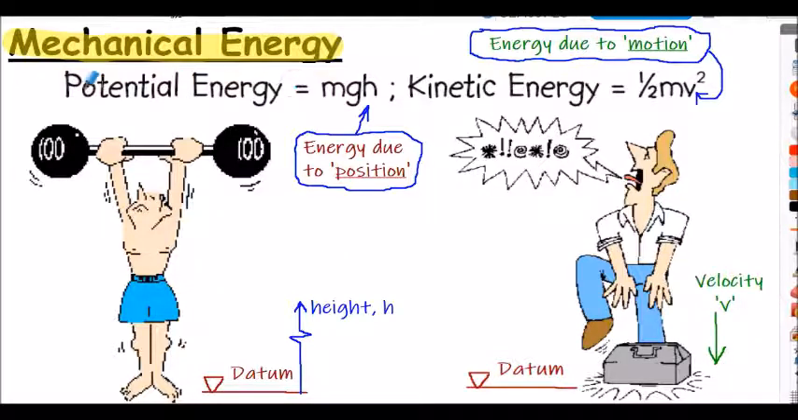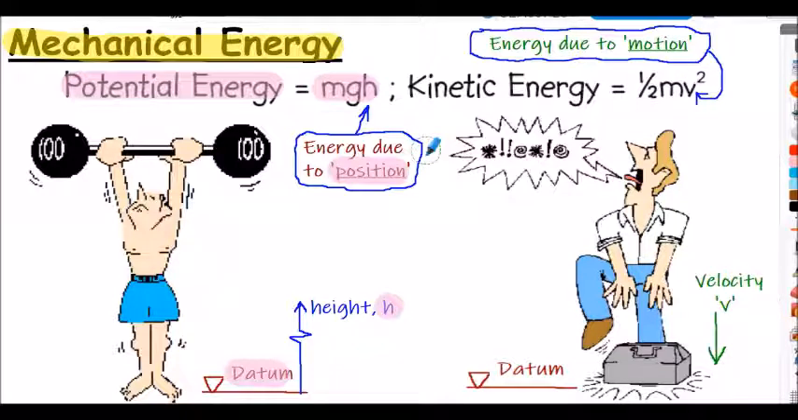The first relates to potential energy. That has a formula of mass multiplied by gravitational acceleration multiplied by the height from a particular datum. And that's energy due to the position of an object in a gravitational field. For example, if we take a datum at the bottom of the man's feet here, then the dumbbells have potential energy relative to that datum, relative to that height.